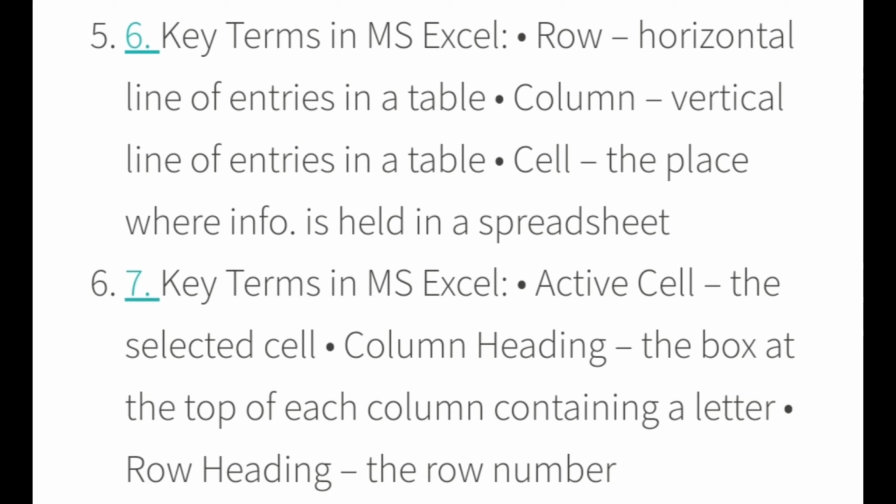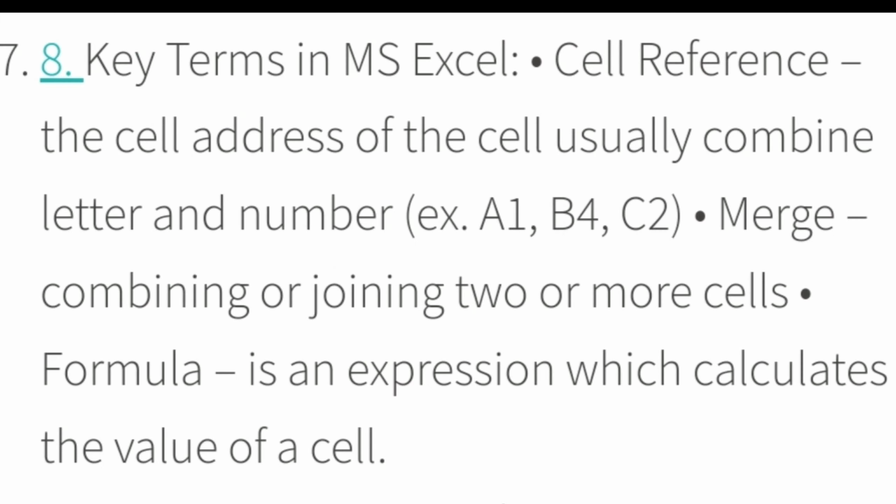Active cell, the selected cell. Column heading, the box at the top of each column containing a letter. Row heading, the row number. More key terms in MS Excel. Cell reference, the cell address of a cell, usually a combination of letter and number.